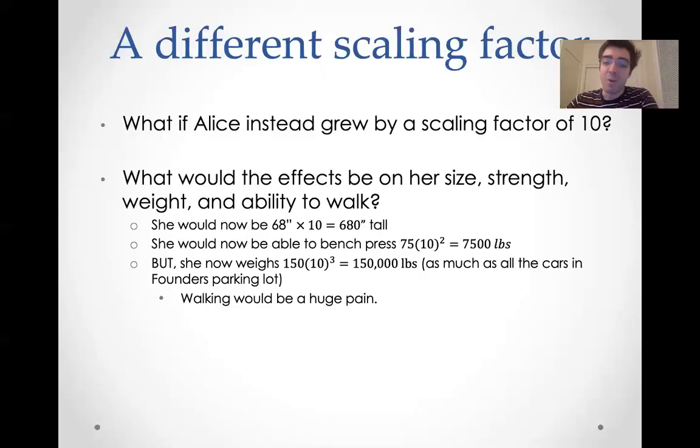But she also now weighs 150,000 pounds, right? So make sure that math is right. 1, 2, 3, yep. So that's about as much as all the cars in Founders parking lot. So to answer the fourth question about her ability to walk, walking is going to be a really huge pain. Although she is 100 times stronger than she used to be, both in her arms and her legs, she's going to weigh 1,000 times as much as she used to weigh. So she's gotten a lot stronger, but a lot heavier. So this is not going to be a good time for Alice.